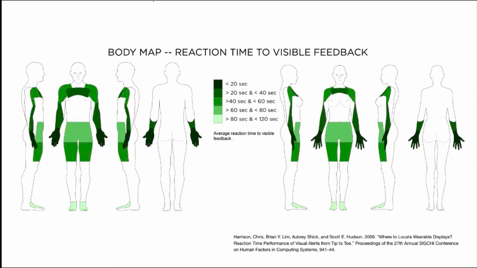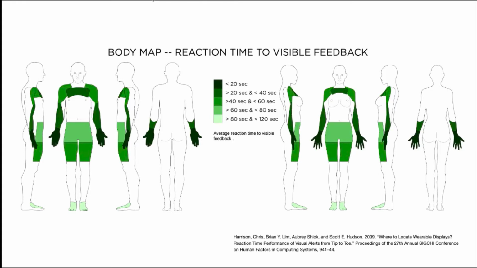Another map we have, it seems like there's endless maps. Another map we have is reaction time to visible feedback. So if I'm going to place an object on the body and then I'm going to give you a visual feedback, a blinking light, or the screen like brightens or changes colors when something happens, how long does it take for you generally to notice that that is happening?